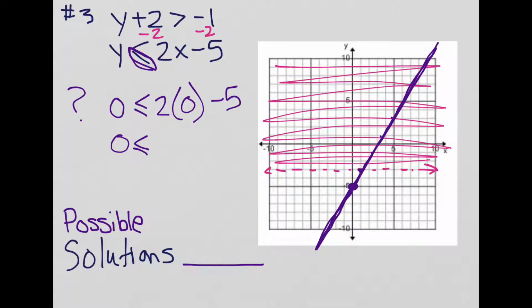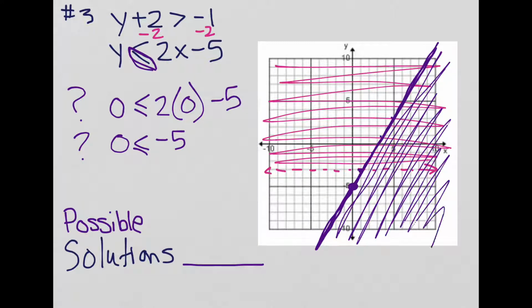2 times 0 is 0. And what's 0 minus 5? That is negative 5. Again, we're asking, is 0 less than or equal to negative 5? Nope. I'd rather have $0 than be in debt $5, so 0 must be bigger. 0 is not less than, 0 is greater than. So 0, 0, this point right here, does not work as a solution in my inequality. Therefore, it must not live in solution land. Solution land must be over here.